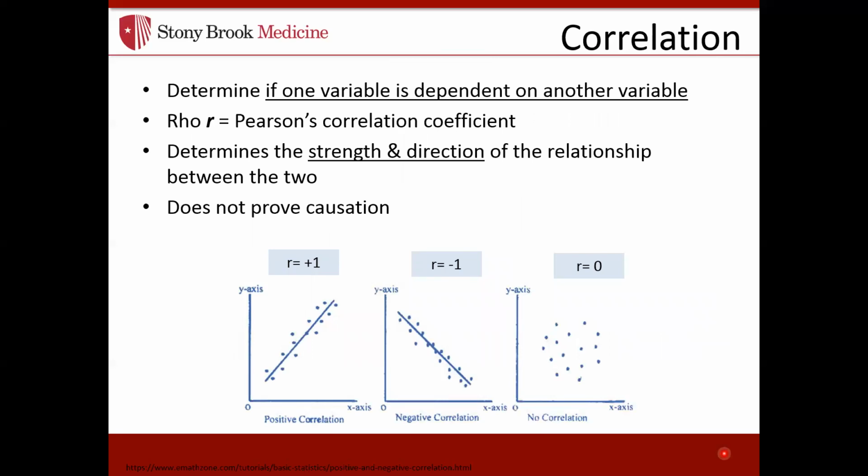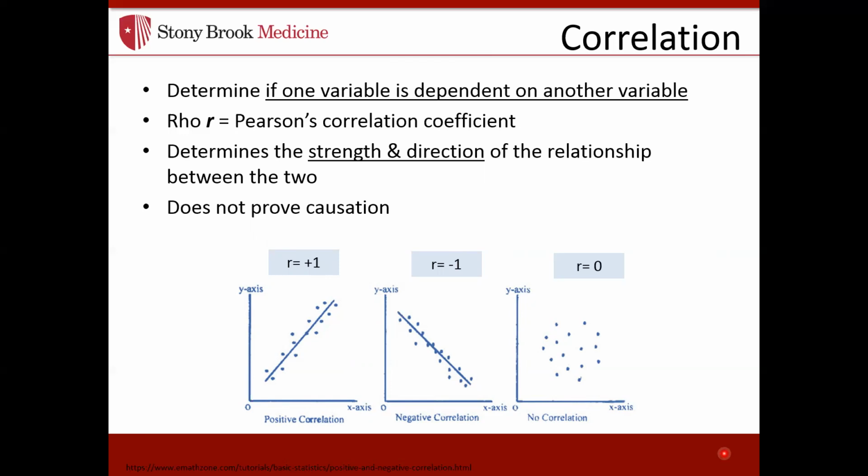Other tests can be used to help illustrate other needs in a test. So correlation is a statistical technique used to determine if one variable changes based on another variable. This is illustrated by the symbol rho, or the Pearson's correlation coefficient. This test shows the strength and direction of the relationship between the 2 variables. This test does not prove causation though, but that there is a possible correlation.